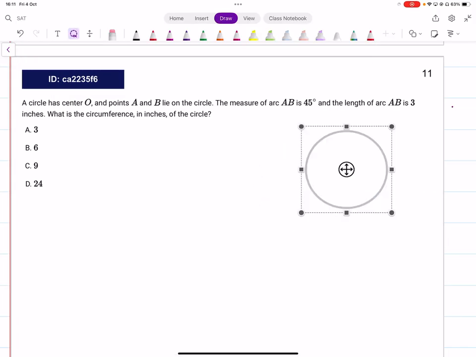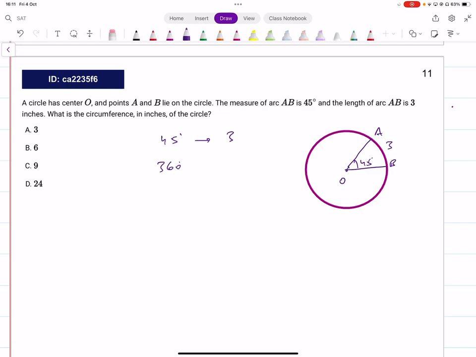So you have a circle, center is O, there's a point A on the circle, and there's a point B on the circle. The angle is 45 degrees. The length of arc AB, so this arc, is 3 inches. What's the circumference of the circle? Circumference is the complete angle of the circle, right? You can use ratios here as well. 45 degrees is 3 inches. What about 360 degrees? What should that be?